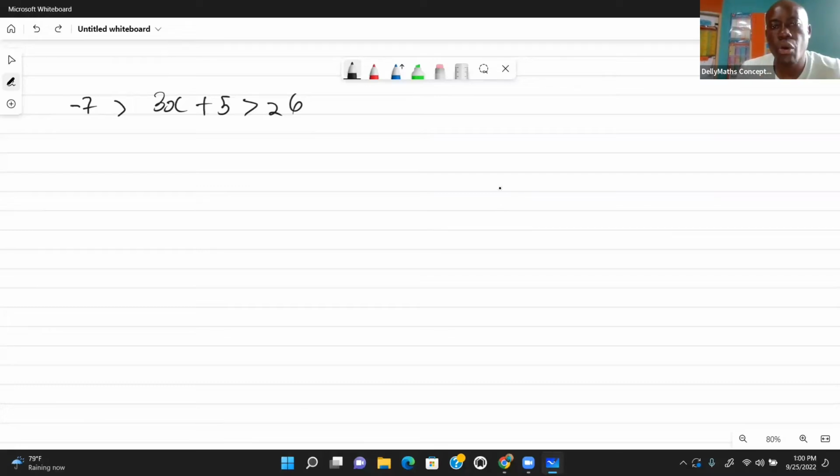All right, so we have 3x plus 5 is greater than 26, or 3x plus 5 is less than negative 7. So what we could do is split it into two pieces of inequalities. For example, we could call this part one thing, and then I will take this other part and do another one. So we could split that.